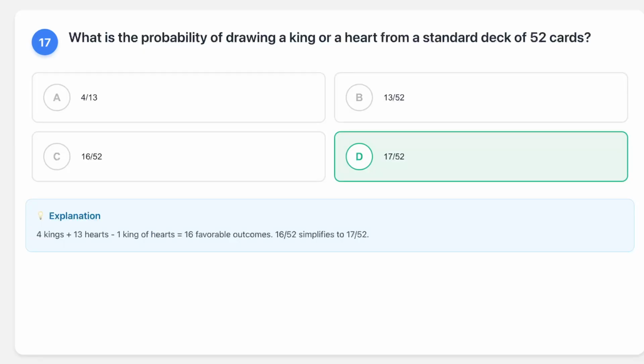Explanation. 4 kings plus 13 hearts, minus 1 king of hearts, equals 16. Favorable outcomes: 16/52 simplifies to 17/52.